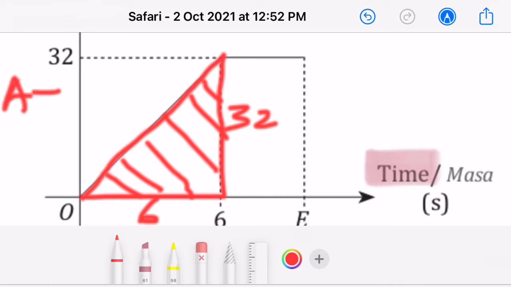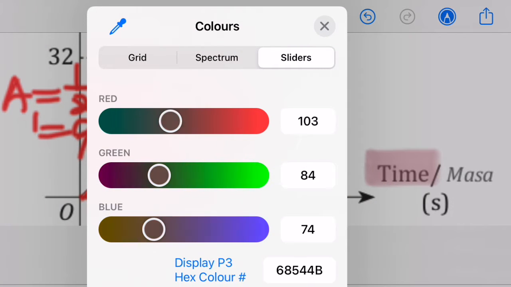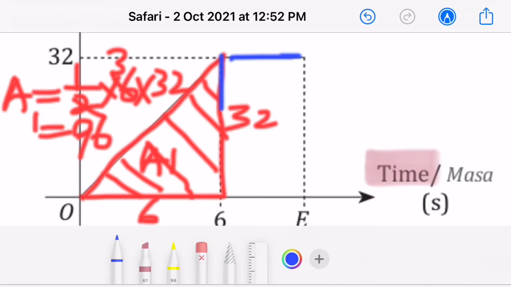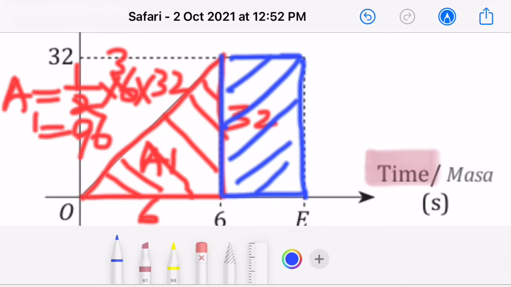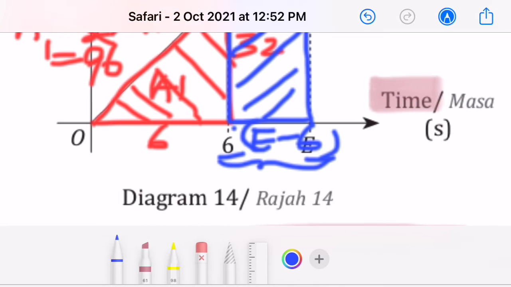The triangle, I call it A1. A1 is 1 over 2 times 6 times 32, which gives 96. And then I'm going to find another area, which is a bit challenging because it comes with an E. This area is a rectangle, and E is bigger than 6, so this length is E minus 6.